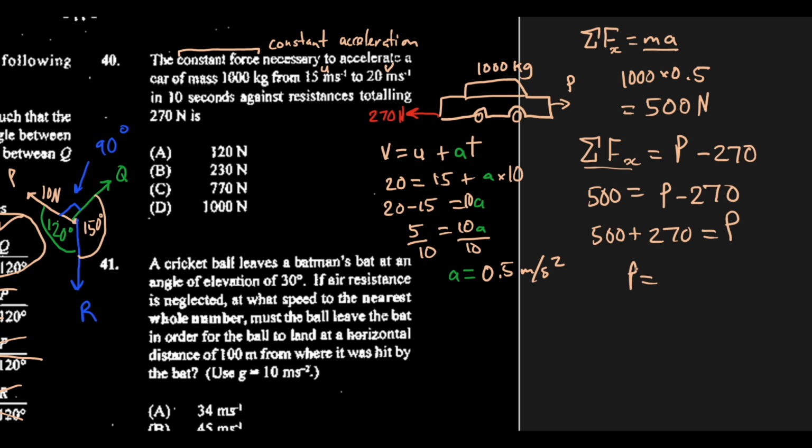Therefore, whatever force is pulling this entire system has to be 770 newtons, because in essence, this whole system needs to pull the 500 newtons as a result of the acceleration, as well as the force that is going against it due to a resistance. That is why in this case, whatever is pulling this entire system has to be 500 plus 270. So the answer in this case is 770.